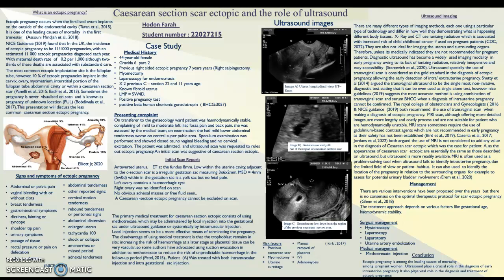On transfer to the gynecology ward, the patient was hemodynamically stable. She was complaining of mild to moderate left iliac fossa pain and back pain. She was assessed by the medical team. On examination, she had mild lower abdominal tenderness, worse on central suprapubic area.